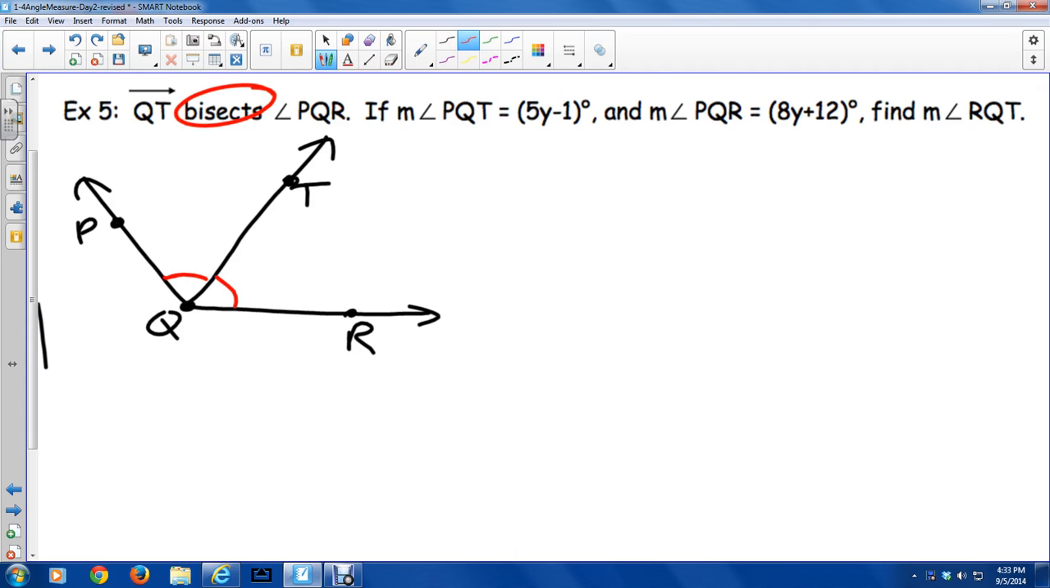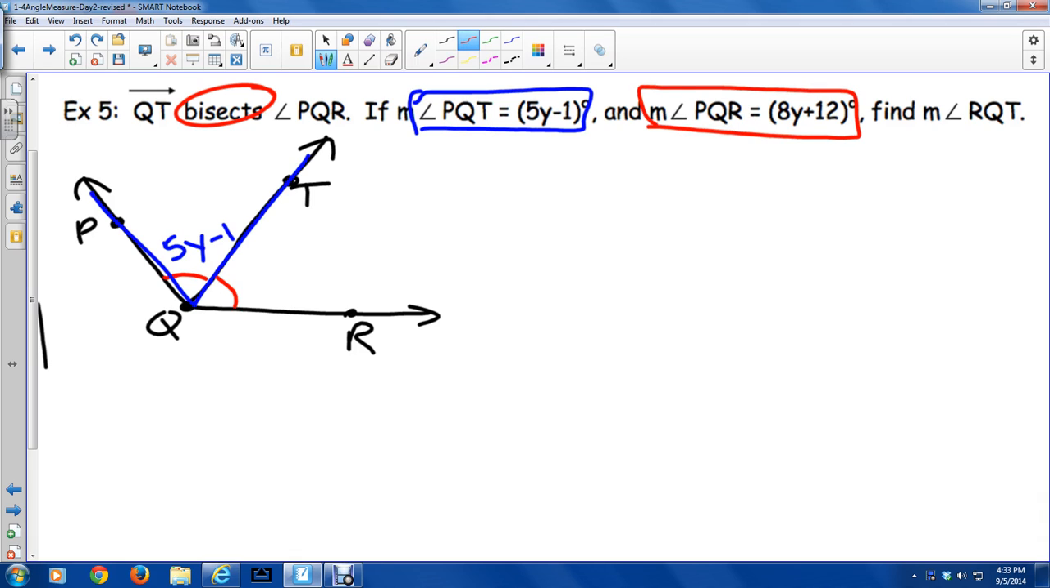Angle PQT is 5y minus 1. Angle PQR is 8y plus 12. Be careful. Really look at your picture here. It's really tempting to put the 8y plus 12 right here, because that's the other angle that we don't know. But remember, there's 3 angles in this picture. There's the 2 small ones, and there's the bigger one.